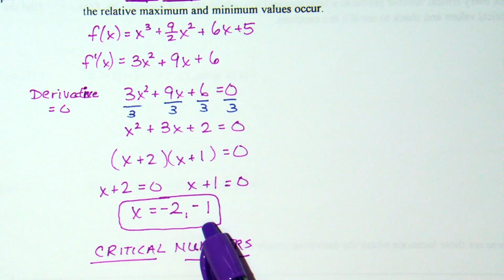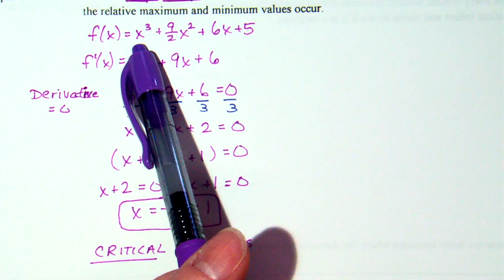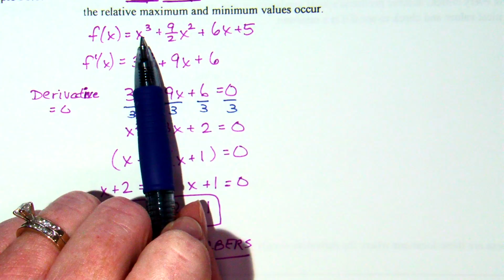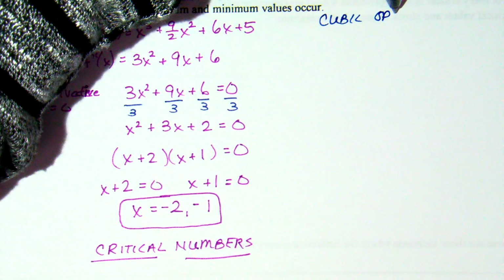Now, go back to the original problem. My original problem was f of x equals x to the third. I know we don't know based on the rest of this, but what kind of overall graph is this? Before we took the derivative, this was x to the third, so it's a cubic, right? What are options for how this cubic graph could look?